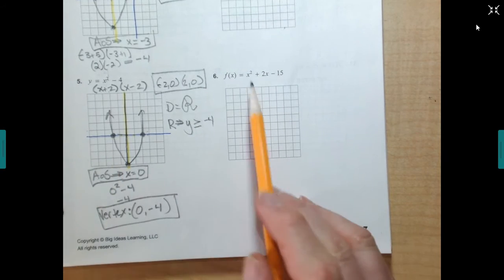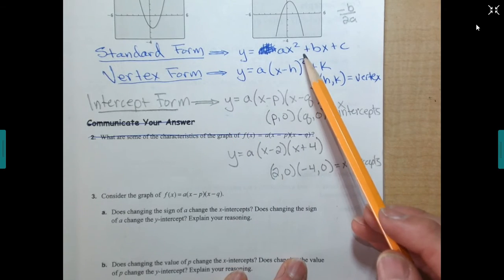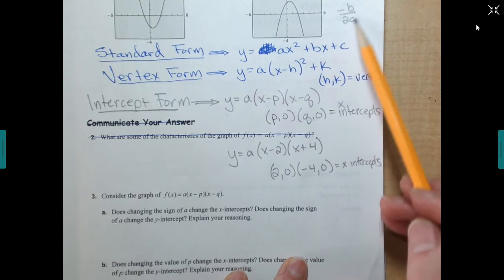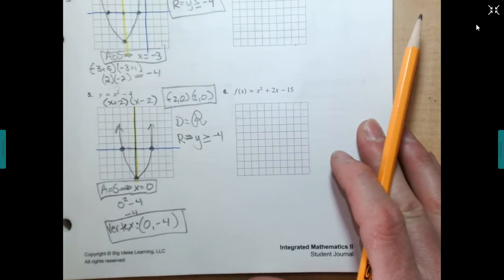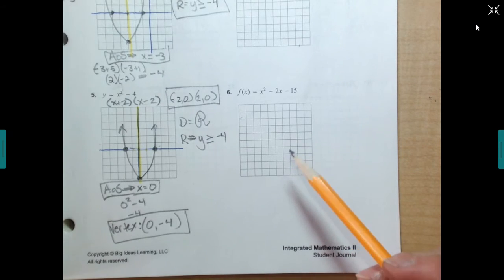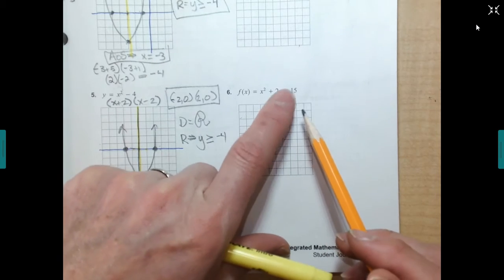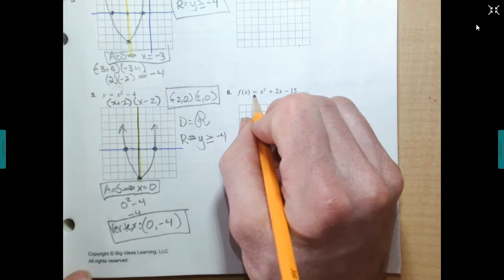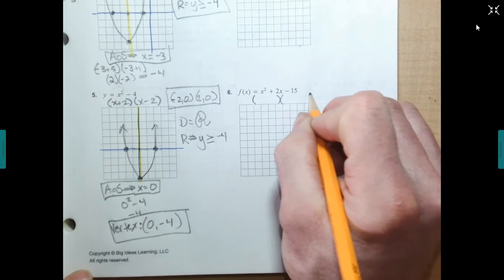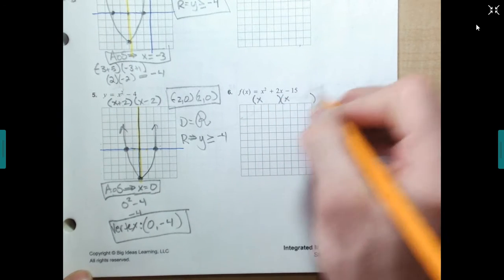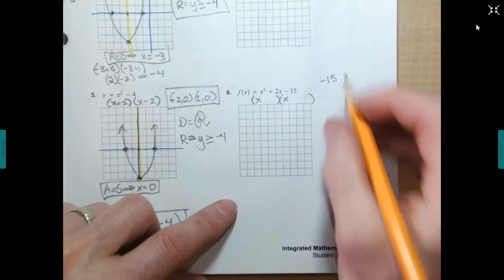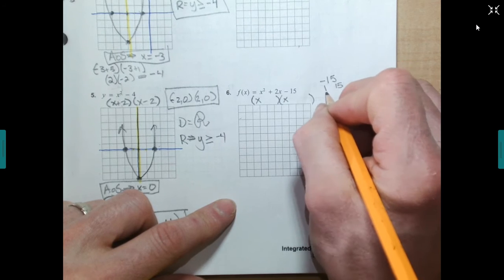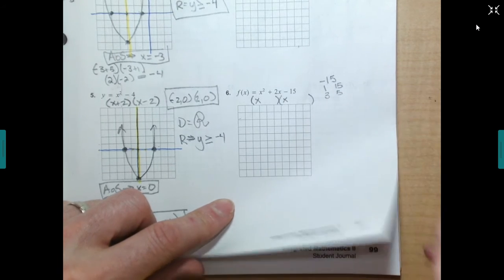Okay, now this one, it's written in standard form, right? It's written just like this. It's written in standard form. So you can find your axis of symmetry if you want, or what you can do, since this is in the intercept form section, you will be able to factor this, find the factors of negative 15 that add up to 2. Don't forget, find the factors of negative 15 that add up to 2. And you'll be able to get it.